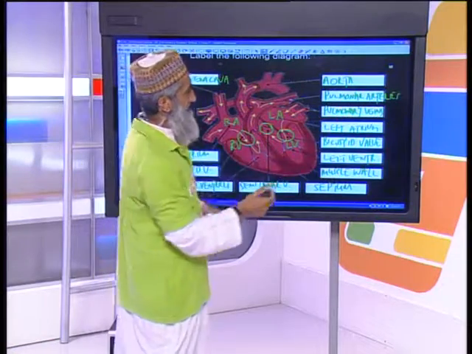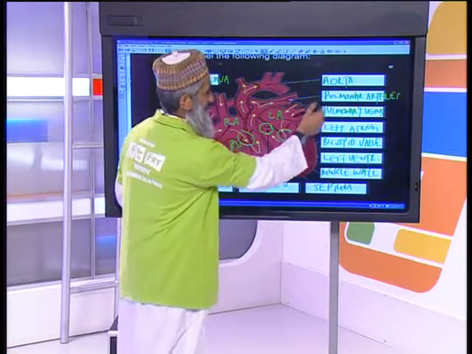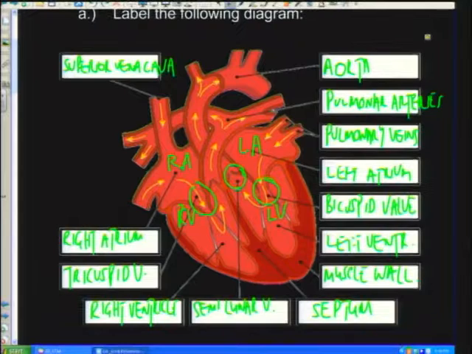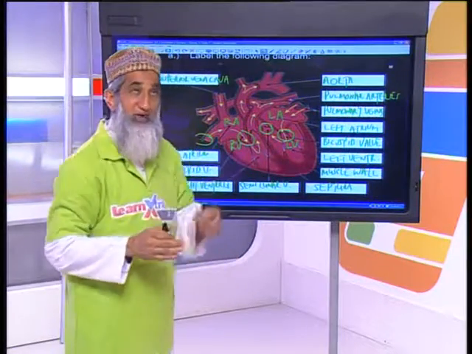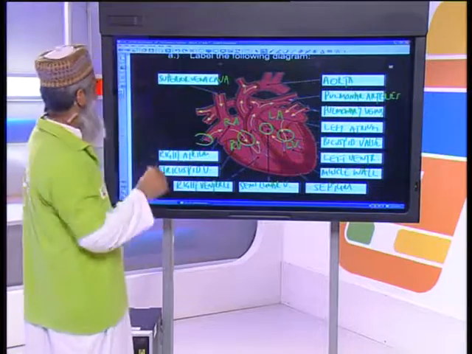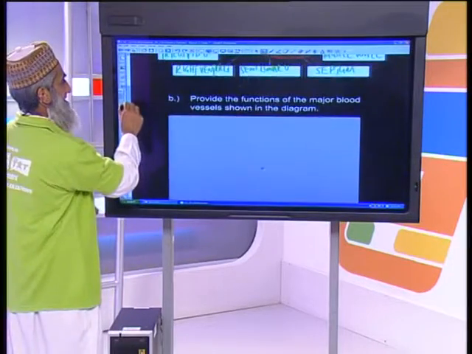The pulmonary veins come into the left atrium, and the superior and inferior vena cava, this one here, enter the right atrium. So not only do you need to know the names of the vessels, you must know where they're going to or where they're coming from. That is how you're going to distinguish between the different vessels.